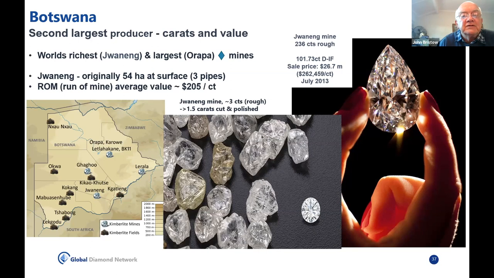And you'll see straight away on this middle slide here are three characters in the rough produced by the Joneng Diamond Mine. And straight away, you'll notice the exceptional colors, very, very clean white stones. And on the top right-hand side is a big, large diamond, 236 carats in the rough, being cut and polished. It was cut to 101.73, D, that's top color, internally flawless, and the sale price of that was $26.7 million. So not bad. So this is the country that is the second largest producer.